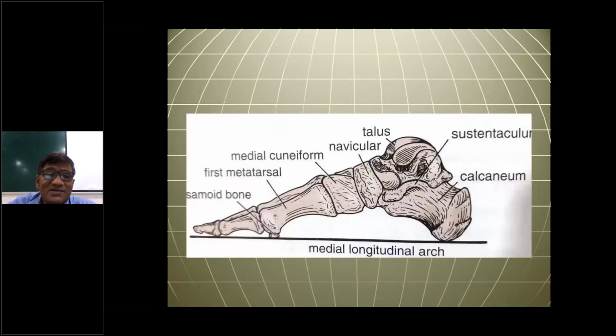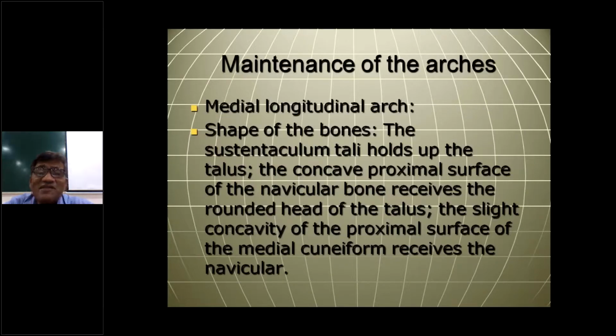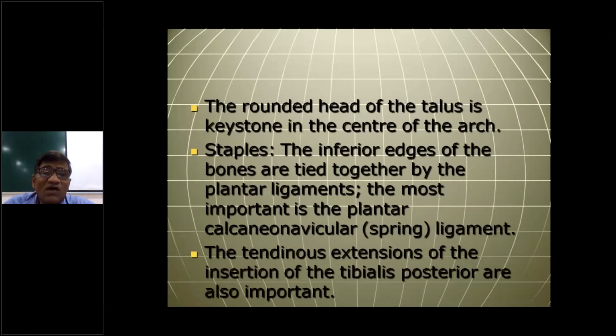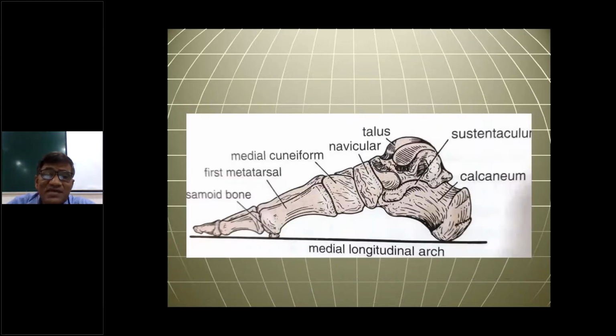Okay. Now we are learning about the medial arches. First, the medial longitudinal arch, the bone shapes I told you already. Now the rounded head of the talus is the keystone in the center of the arch. See that head here. So this is the keystone. The summit is here, that's different. Now this is the keystone. The head of the talus is the keystone of the medial longitudinal arch.